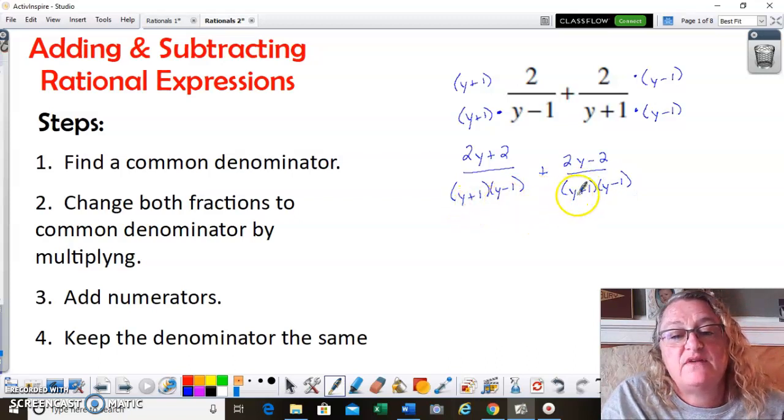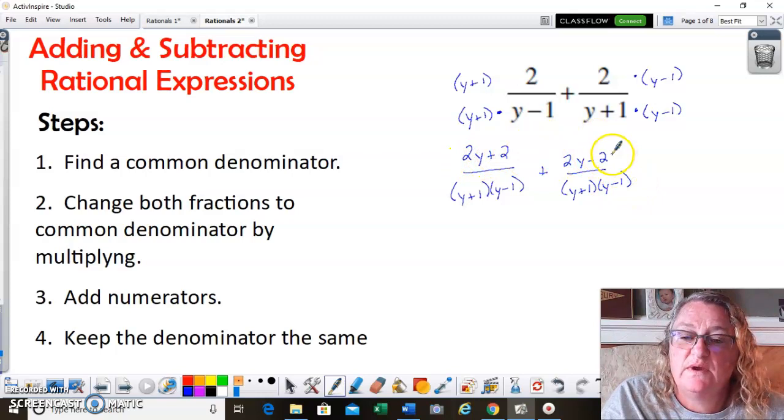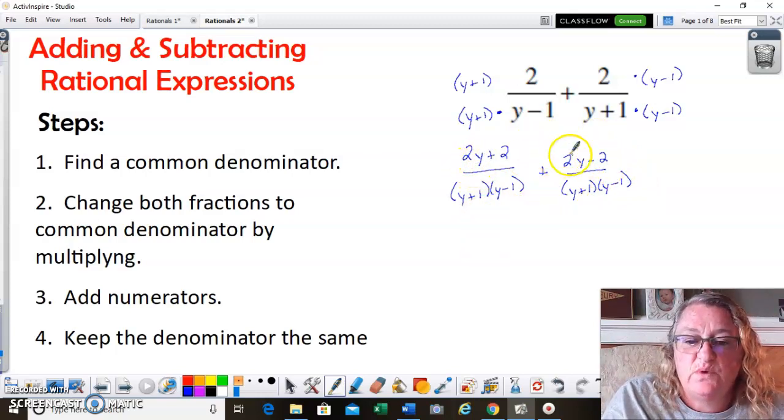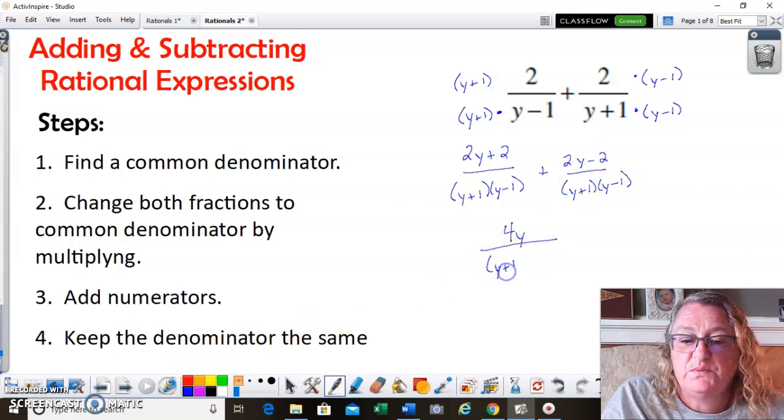So now that I have like denominators, I'm going to go ahead and do step 3, add my numerators. So I have 2y plus 2y gets me 4y, and 2 plus a negative 2 gets me 0. Then I keep the denominator the same. So y plus 1, y minus 1. So that ends up being how you add rational expressions.